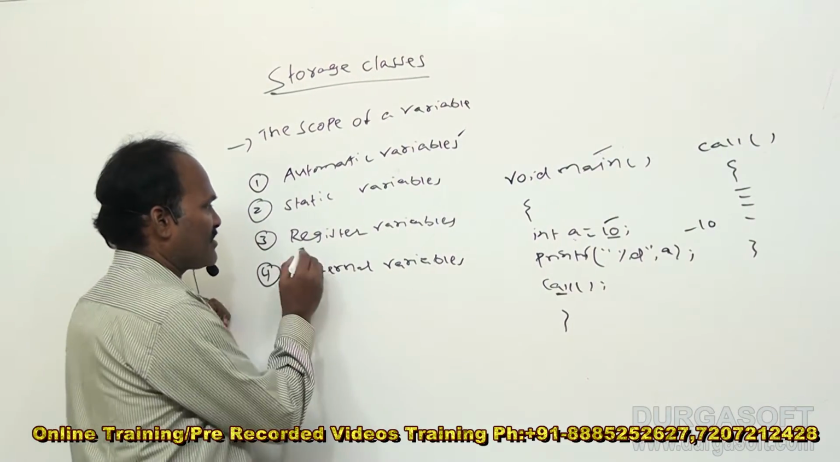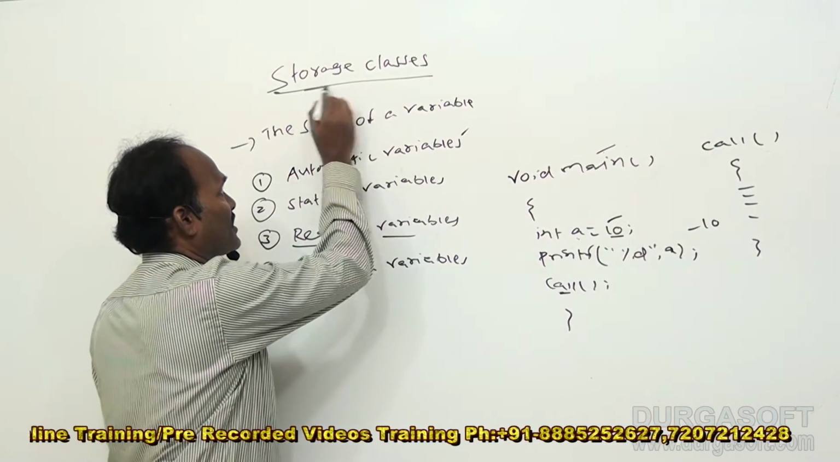In between function calls, they are going to preserve the values. Static variables are different, automatic variables are different. That means the static variable's scope is very high compared to automatic variables. Okay. So the next topic to be discussed is register variables in storage classes.